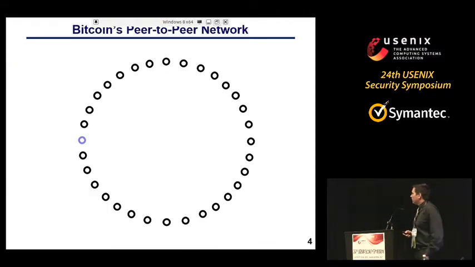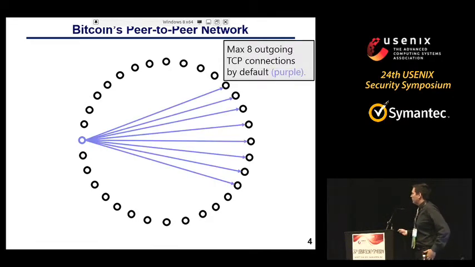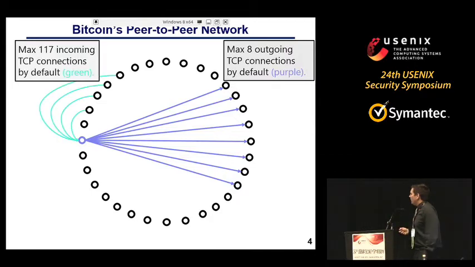So before I tell you what an Eclipse attack is, I have to explain a little bit about Bitcoin's peer-to-peer network. So these are nodes in the peer-to-peer network, and we're going to be looking at the purple node. By default, nodes make 8 outgoing TCP connections. The direction of the arrow is the direction of the TCP connection. And nodes allow up to 117 incoming TCP connections.